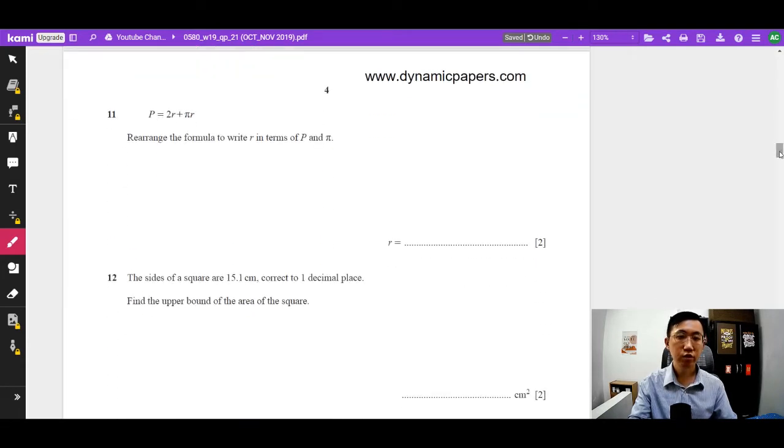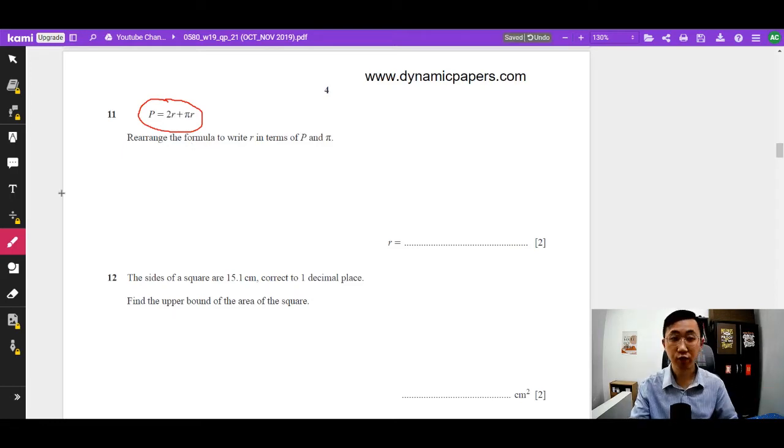Okay, so let's see question 11. P equals 2r plus pi r. Rearrange the formula to write r in terms of p and pi. First step is you try to observe how many r you can see in the given equation. So definitely you have 2r.